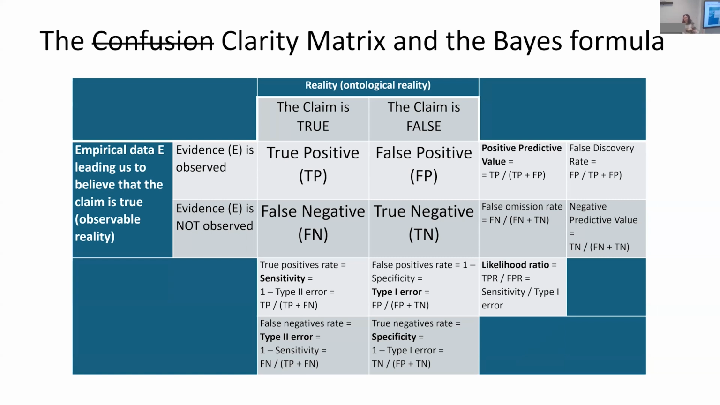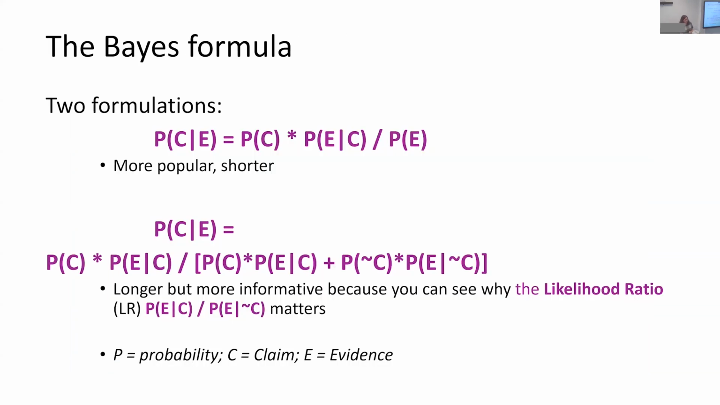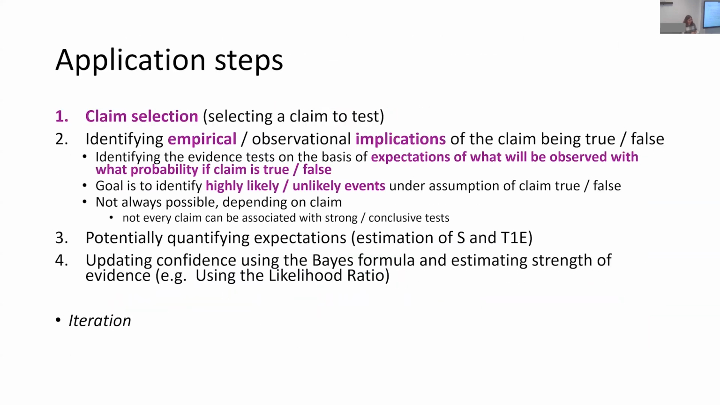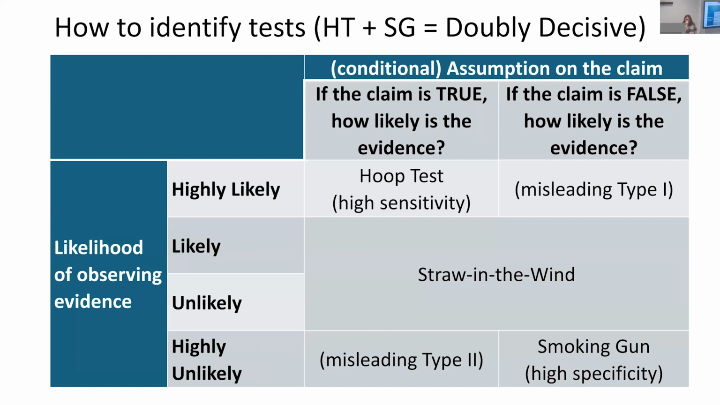And this is the clarity matrix that links components of the Bayes formula. What does this have to do with process tracing? Well, the issue is that the Bayesian formalization allows us to understand what kind of test we're working with by estimating the probabilities that are embedded in the Bayes formula, which are essentially related to conditional assumptions on whether the claim is true or not.